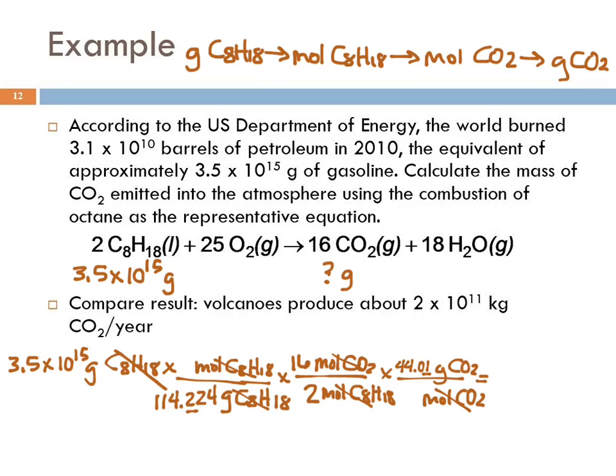Now we just go straight from left to right, times the top, divide by the bottom. Make sure that you enter your scientific notation correctly. We've got 3.5 EE15 divided by 114.224 times 16 divided by 2 times 44.01. And that would have 2 significant figures because of our starting number. So that will come out to 1.1 times 10 to the 16th grams of CO2.